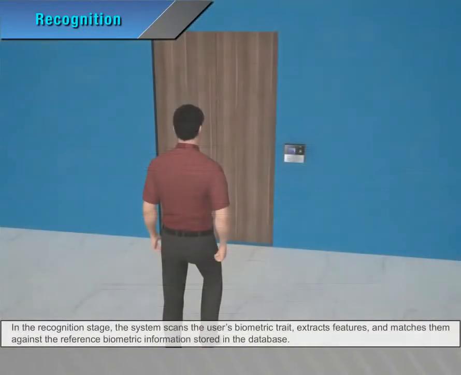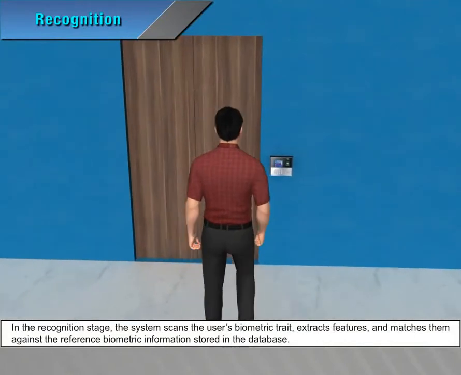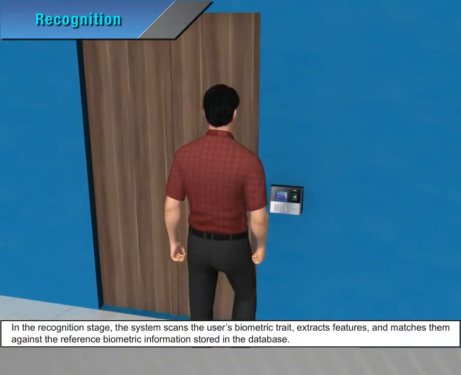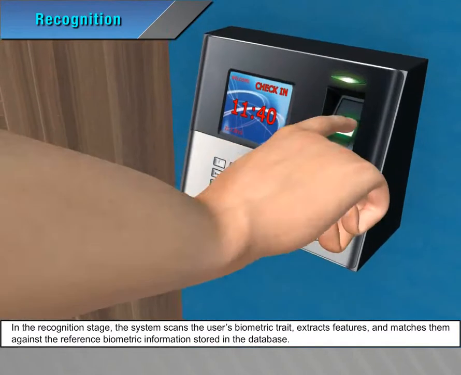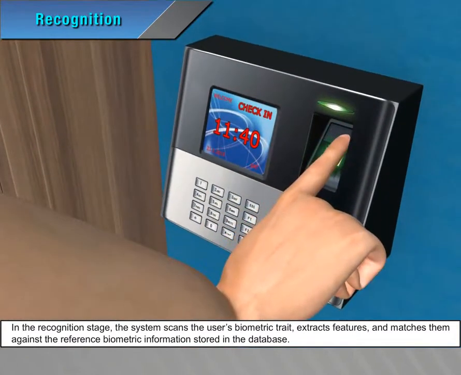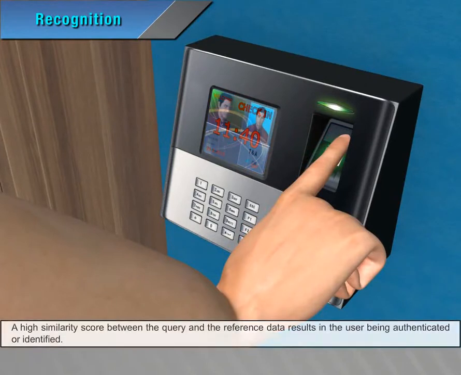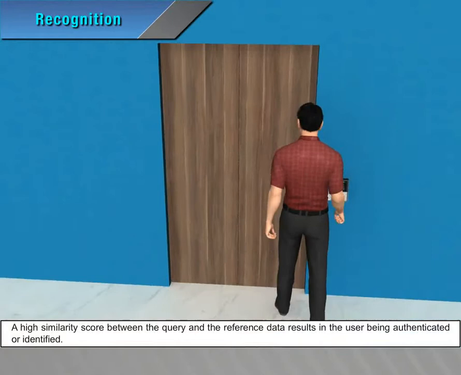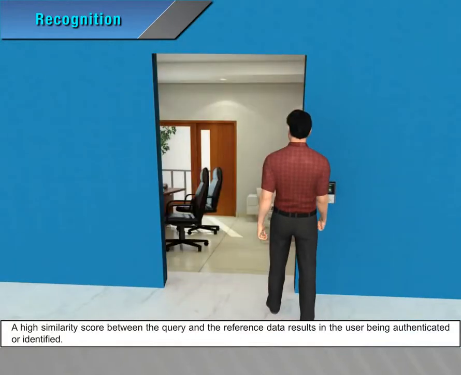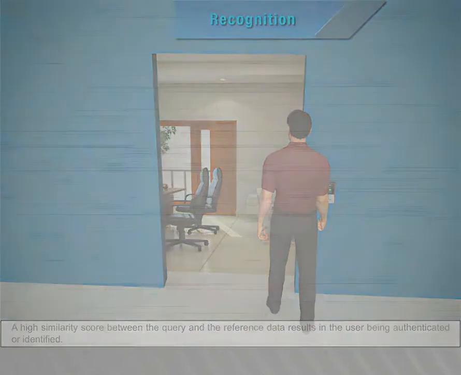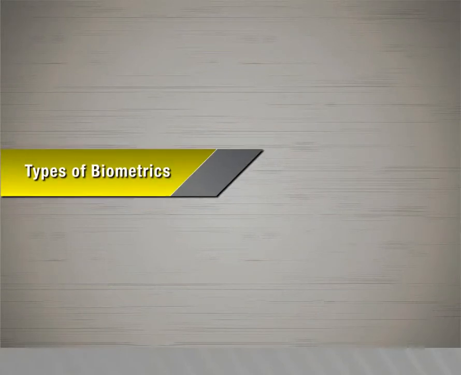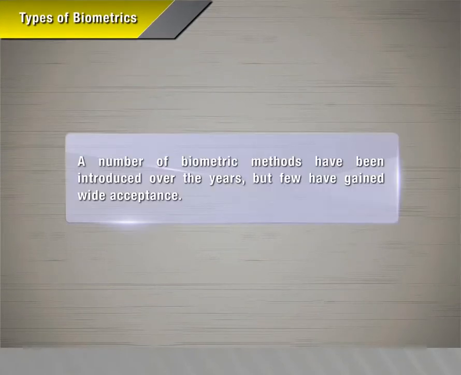Recognition. In the recognition stage, the system scans the user's biometric trait, extracts features, and matches them against the reference biometric information stored in the database. A high similarity score between the query and the reference data results in the user being authenticated or identified. Types of biometrics. A number of biometric methods have been introduced over the years, but few have gained wide acceptance.